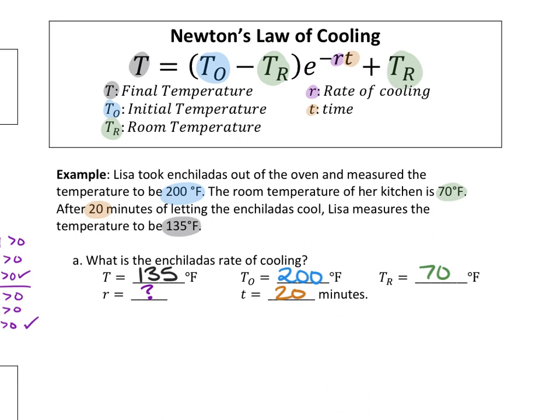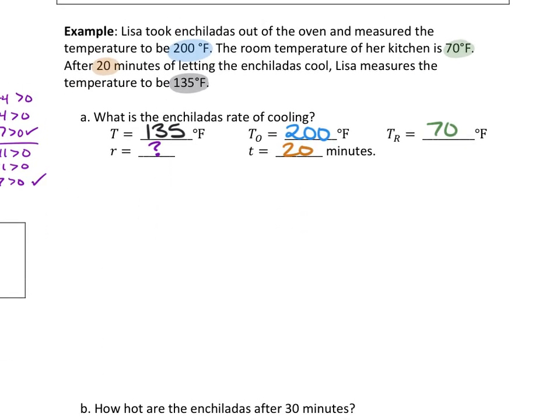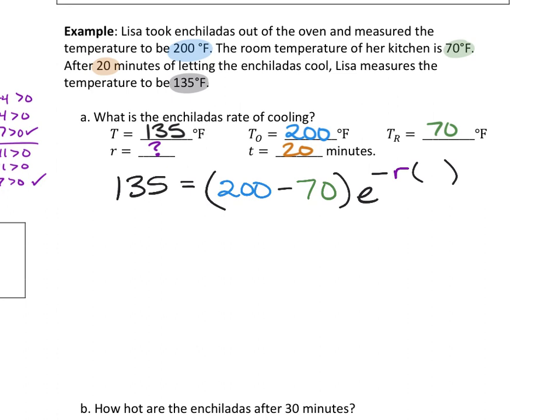With one variable in one equation, we can solve it. And we just learned how to solve these types of equations. So here we go. We'll set it up. I had to scroll down, but I know you can see the equation yourself. The equation says the final temperature, 135, is equal to the initial temperature minus the ambient temperature, or room temperature, times e to the negative r, I don't know what r is so I'm going to put r there, times t, which is 20, plus 70 degrees, plus my room temperature one more time.